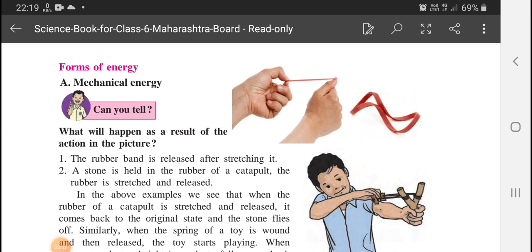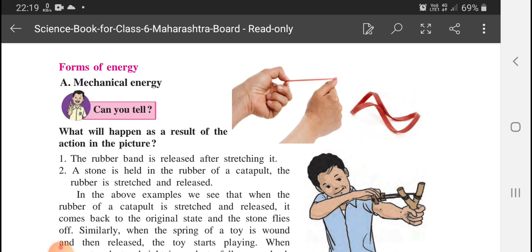Students, in our last video, we started with lesson number 11, that is work and energy, and now we will be continuing with the topic forms of energy. In forms of energy, the first one is mechanical energy.